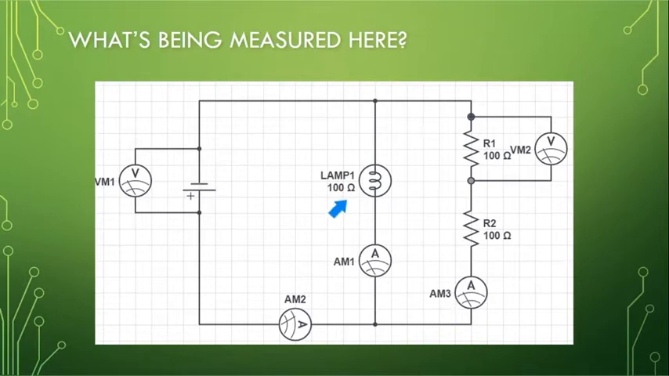On your first branch, we have a 100 ohm lamp. On your second branch, we have two resistors, each of 100 ohms. And also on this branch, we have a voltmeter going across these resistors. So what I'd like you to do is pause the video and try to see what each element is measuring.